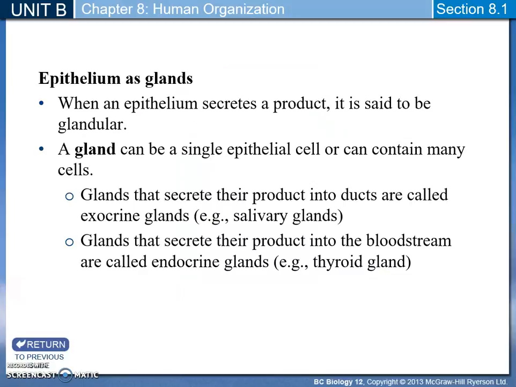When an epithelium secretes a product, it's said to be glandular. A gland can be a single epithelial cell, or it can contain many cells. Glands that secrete their product into ducts are called exocrine glands. An example of that would be the salivary glands. And glands that secrete their product into the bloodstream are called endocrine glands. An example of that would be the thyroid gland.